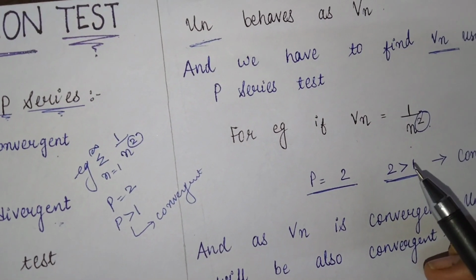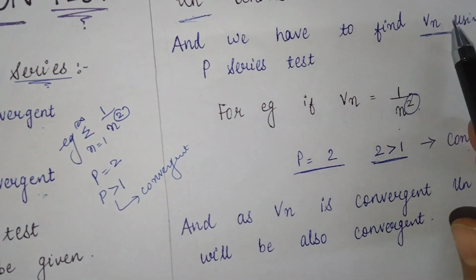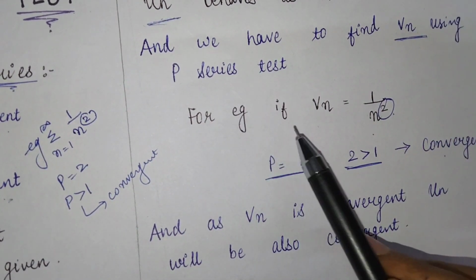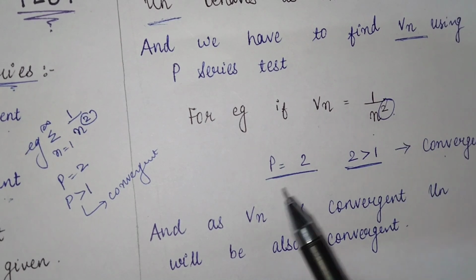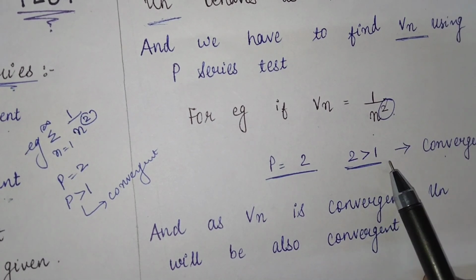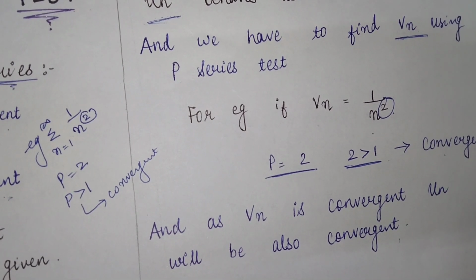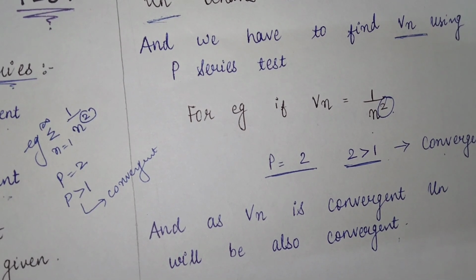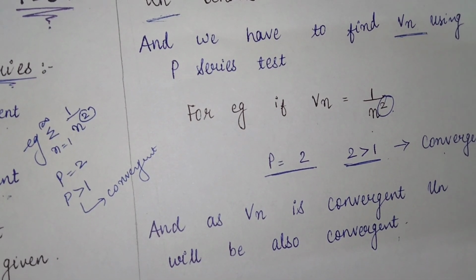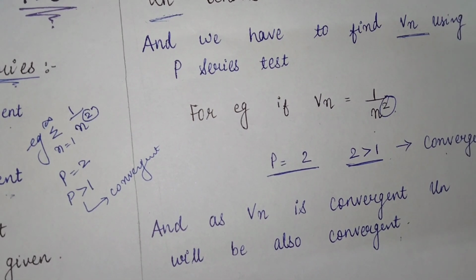We have to find Vn using P test. For example, if Vn is 1 by n square, then again p is 2, and 2 is greater than 1, so Vn is convergent. And as Vn is convergent, Un will also be convergent. So the answer of such type of question will be convergent. In this way you have to find Vn, and based on that you can know the behaviour of Un. Now let us see the examples of comparison test.